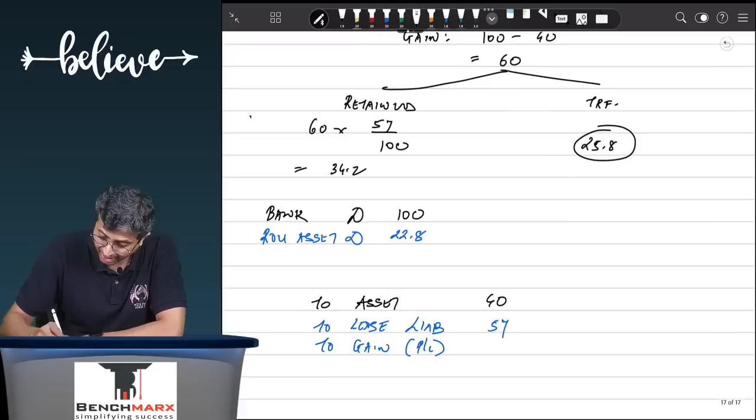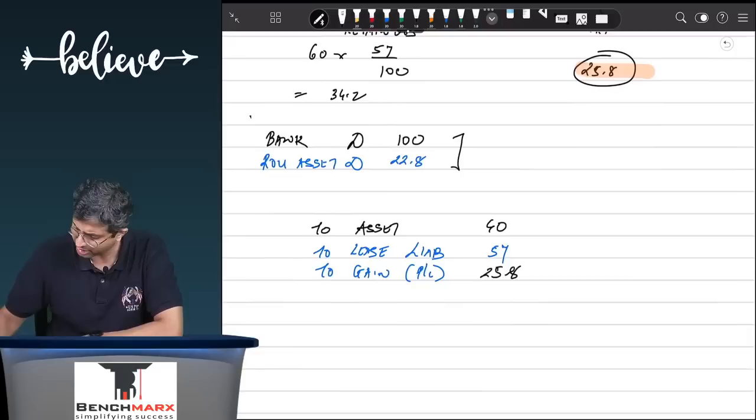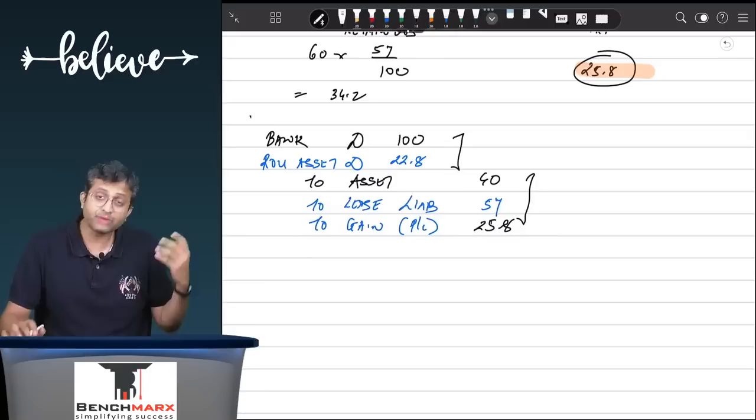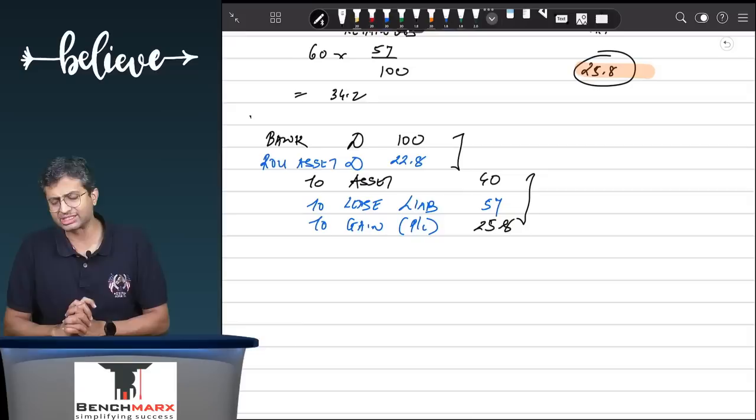If you have taken this, your entry should balance. If I look at the debits, that is 122.8, and the credit is 40 plus 57 plus 25.8, and there you go, 122.8, your entry balances. So it removes that anomaly that you are recognizing the full gain. You are recognizing gain only to the extent of the rights transferred, and it removes that anomaly that you are recognizing the asset at 57 when a day before it was worth 40.